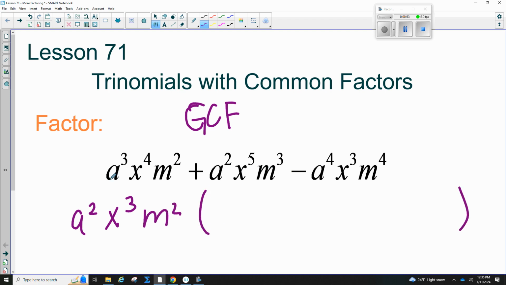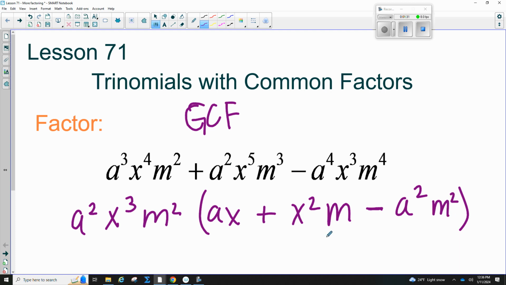We took out A squared from this, so what is left? A. We took out the X cubed from the X to the 4th. How many are left? Just one of them. And we took out this M squared, so we don't need to write it down, plus, okay, we took out an A squared. That's all of it, all right? Then we took out 3 X's. How many are left? 2. And then we took out 2 M's. How many are left? 1. Minus, okay, we took out 2 A's. How many are left? We took out all 3 X's, and we took out 2 M's.